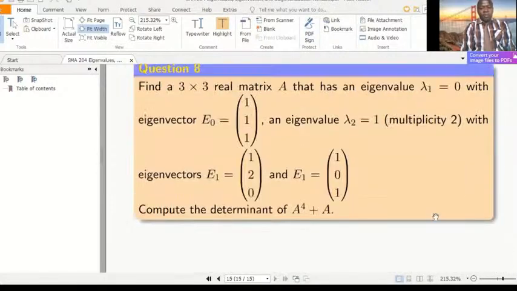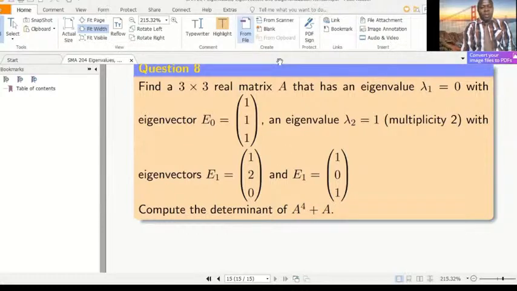Look at this question. We've done a similar question. We are given a 3 by 3 matrix, and we're told that the first eigenvalue is 0, and its corresponding eigenvector is 1, 1. The second eigenvalue is 1, and there are 2 of them, and they have 2 eigenvectors. And the first eigenvector is that, the second eigenvector is that. Compute the determinant of A raised to 4 plus A.